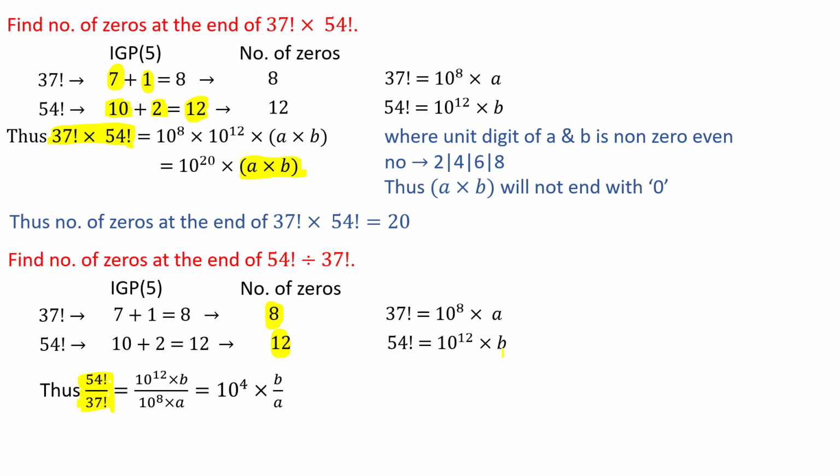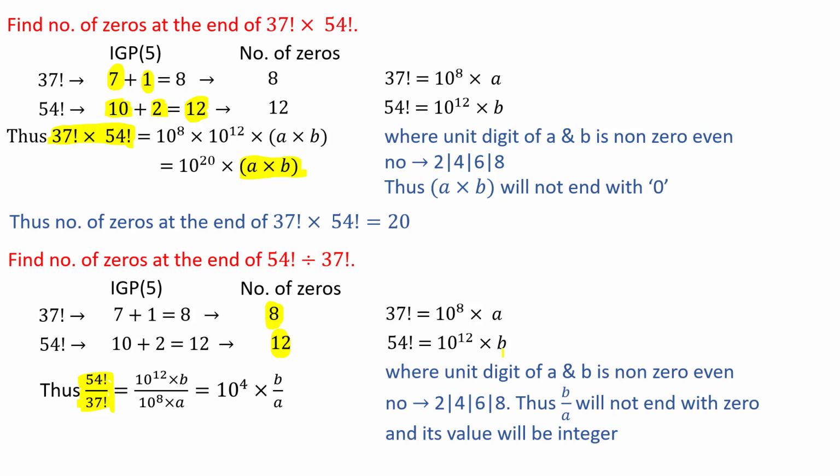Similarly, as per the previous question, the unit digits of A and B are not going to be 0. The unit digits of A and B are going to be even, that is 2 or 4 or 6 or 8. So B divided by A is never going to end with 0, and the value of B divided by A is going to be an integer only. So from this we can say that 54 factorial divided by 37 factorial is going to end with a total of 4 zeros.